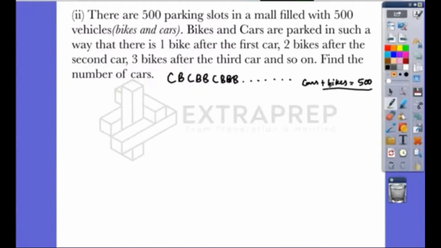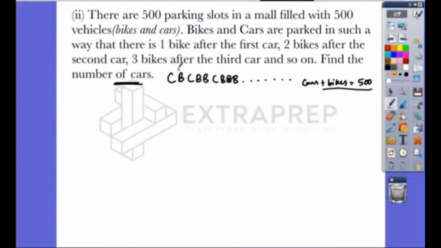That's the question. I'll give you a moment to digest the question. There are 500 parking slots in a mall filled with 500 vehicles. That's bikes and cars together is 500. Bikes and cars are parked in such a way that there is one bike after the first car, 2 bikes after the second car, 3 bikes after the third car, and so on. So car, bike, bike, car, bike, bike, bike. It goes on like that. Total 500 vehicles are there. Now you are supposed to find the number of cars. Try it out.